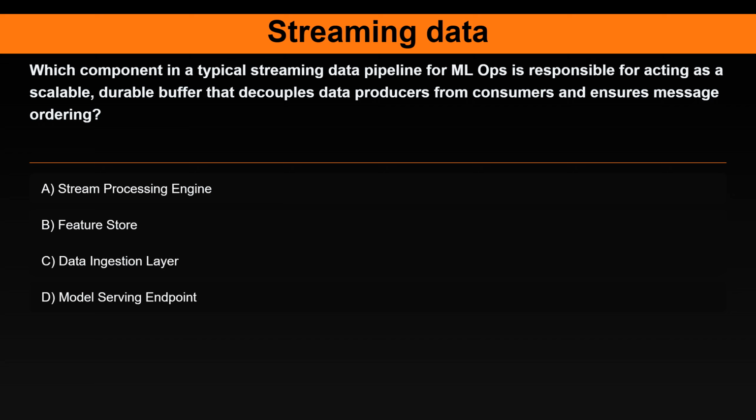Question 20. Which component in a typical streaming data pipeline for MLOps is responsible for acting as a scalable, durable buffer that decouples data producers from consumers and ensures message ordering? Option A, stream processing engine. Option B, feature store. Option C, data ingestion layer. Option D, model serving endpoint.